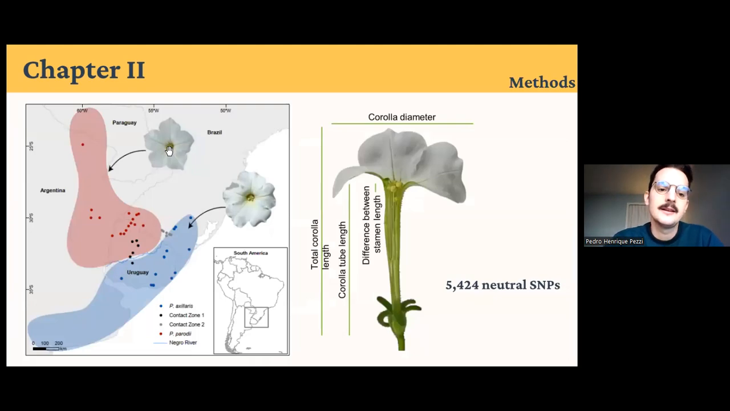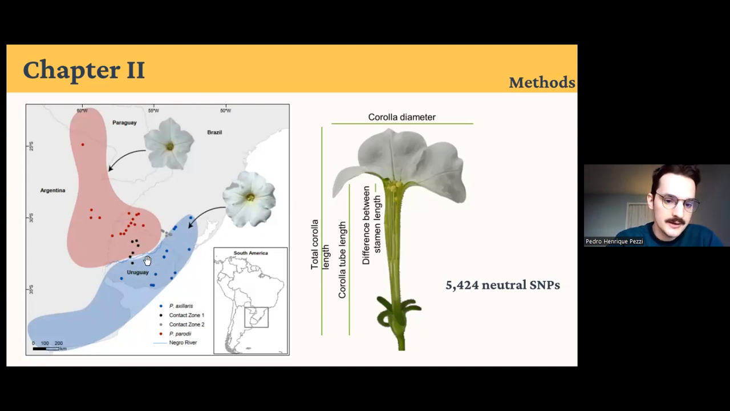Here we can see that the distribution range is very different from the species in chapter one. They have a very wide distribution. The area shaded in red is the distribution of Petunia parodii, and in blue is the distribution range of Petunia axillaris. What's interesting about these two subspecies is that in the middle of Uruguay, along the Negro River, we can see some individuals with a very different morphology.